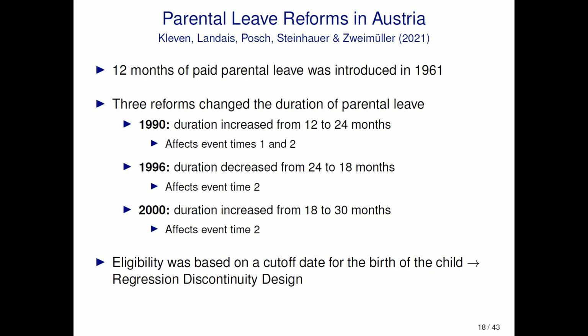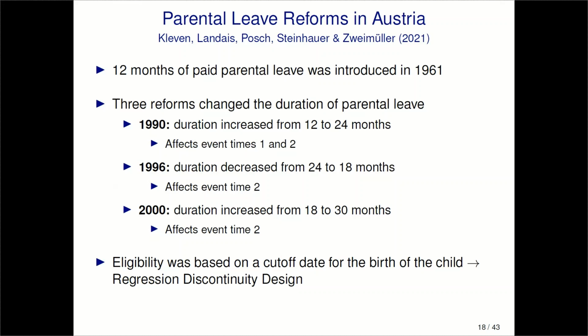A full year of parental leave was introduced already in 1961. And since that time, there have been a number of reforms that have changed the duration of parental leave. Most of those reforms have expanded the duration. Some reforms have scaled back as well. There are three main reforms that we use here. One is the 1990 reform, which increased the duration of parental leave from 12 months to 24 months. There was a 1996 reform that scaled it back from 24 to 18 months. And then finally a 2000 reform that decreased it from 18 to 13 months.